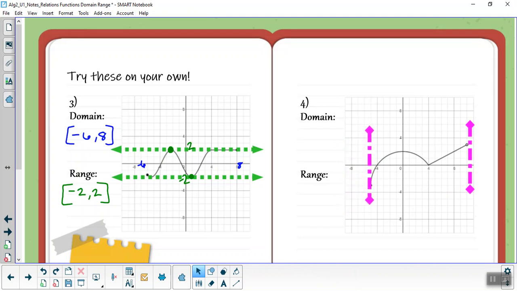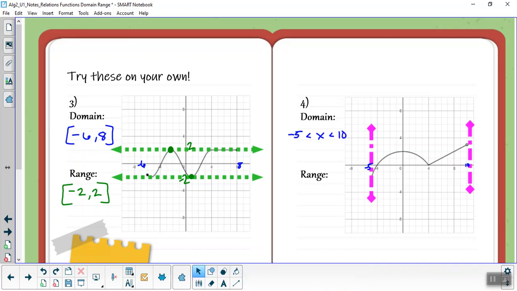Looks like -5, and then 10 on the right. So this is -5, this is 10. So inequality, I would say -5, less than sign, x, less than 10.